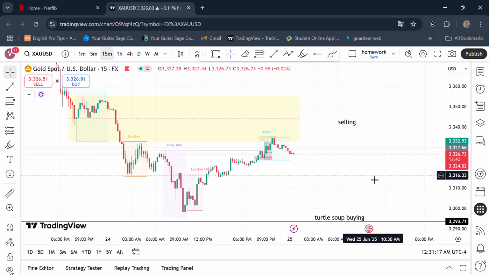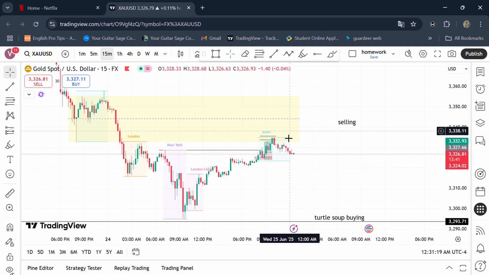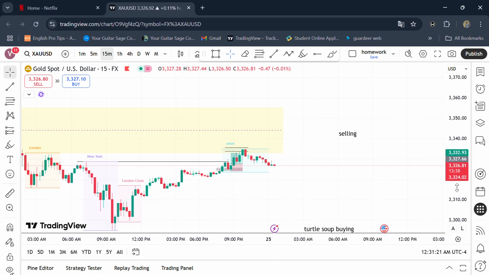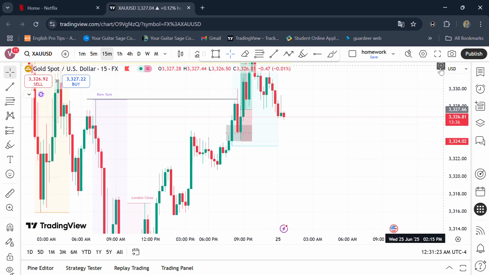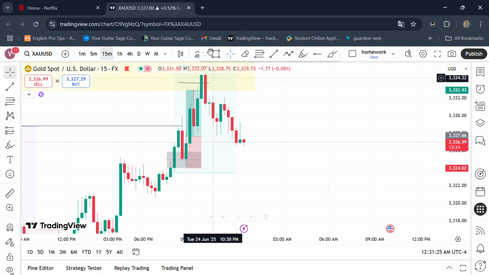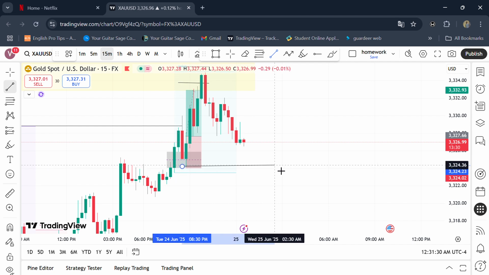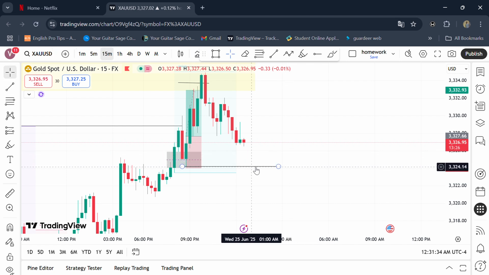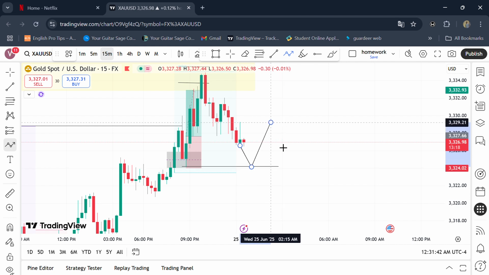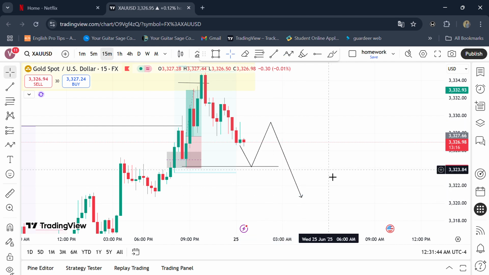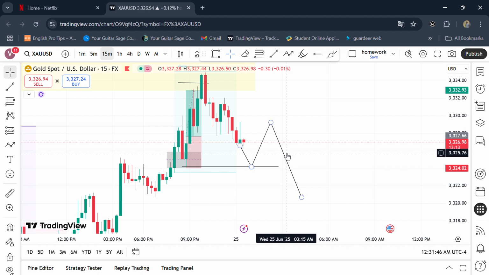The only way we can be sure that it's not going to make a turtle soup here is if it creates a market structure shift. That should be around here. If it is successful in creating this market structure shift, then we will have some FVG here which it can tap, like this, and then move down. Okay, let's see how it goes.